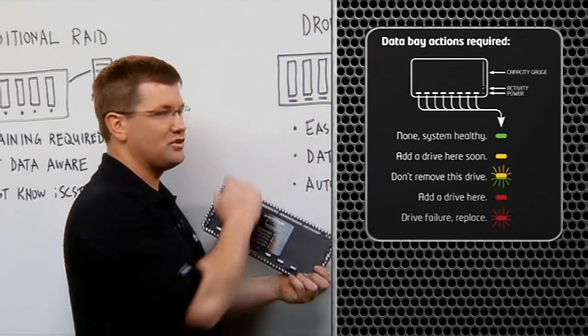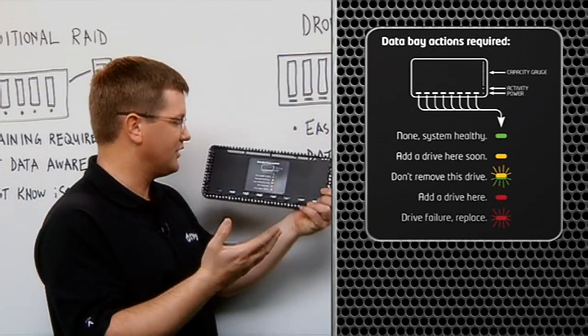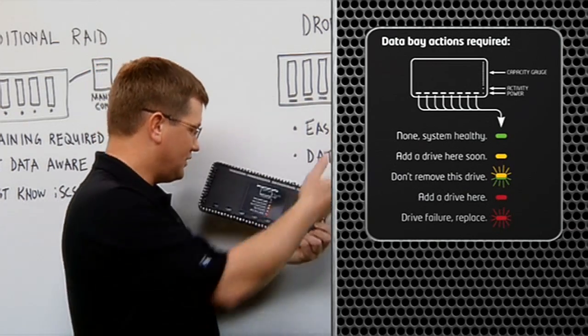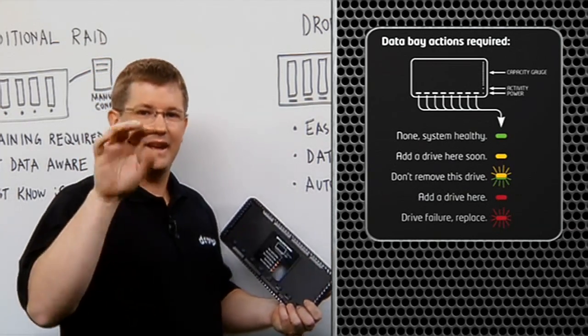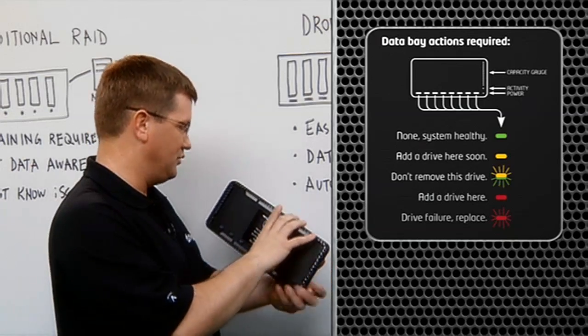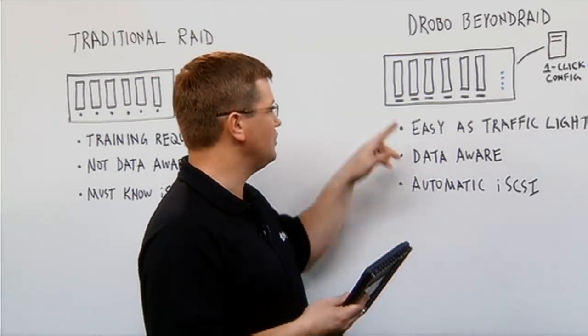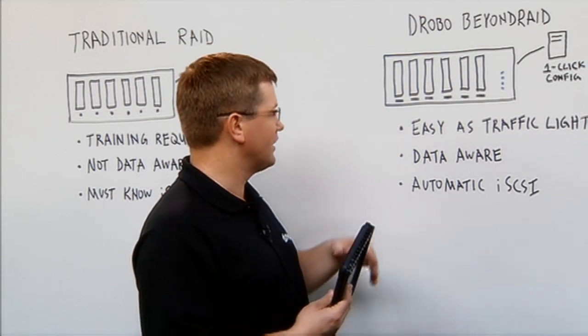So for example, if a drive is healthy, there'll be a green light. Everything's good. If a drive happens to fail, it'll blink red saying, you need to replace me with a new drive. So it's very easy to manage a Drobo just by looking at the lights.